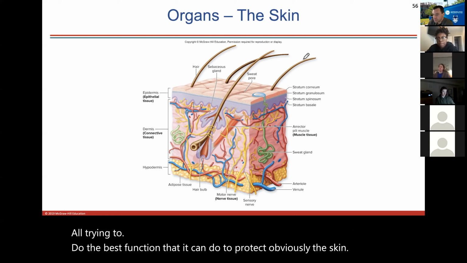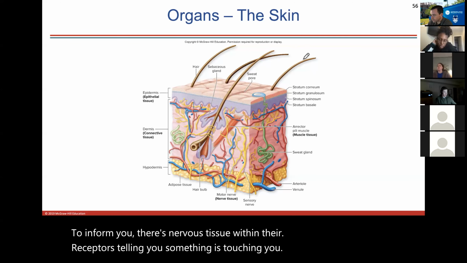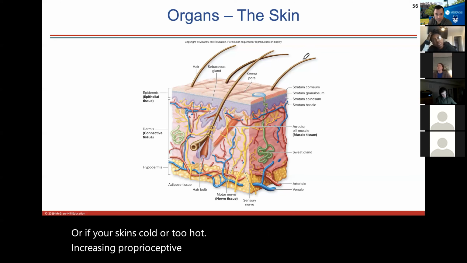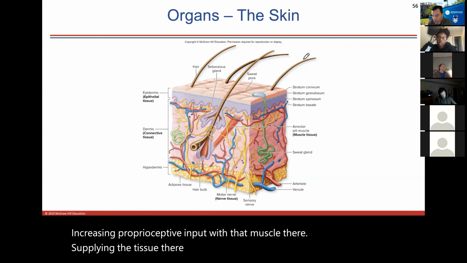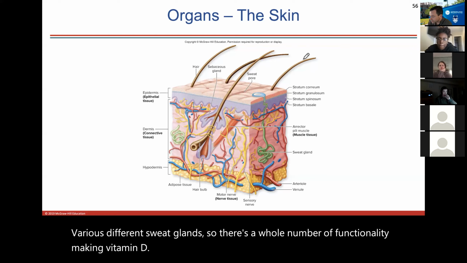To inform you, there's nervous tissue within there, receptors telling you if something's touching you, or if your skin's cold or too hot. Increasing proprioceptive input with that muscle there. Supplying the tissue with very small capillaries, various different sweat glands. So there's a whole number of functionalities there. Making vitamin D, all sorts of fun, fantastic stuff there.